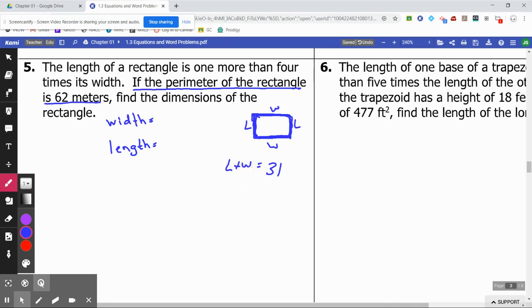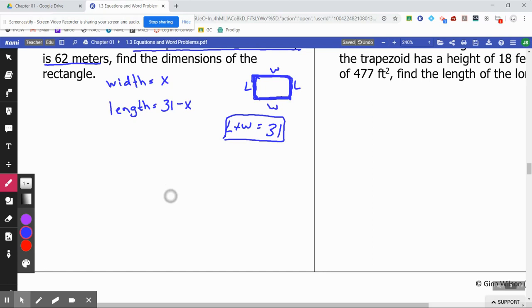That's what the perimeter tells me. 2 lengths and 2 widths would be 62, so therefore length plus width is 31. So if we let our width be x, then our length would be 31 minus x, because the two together have to add up to 31. So there's your two variables.